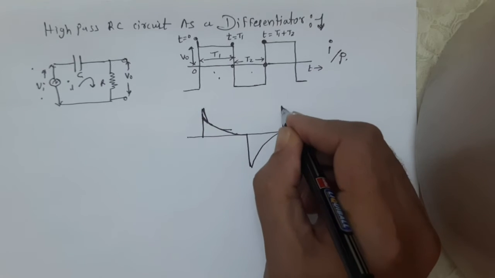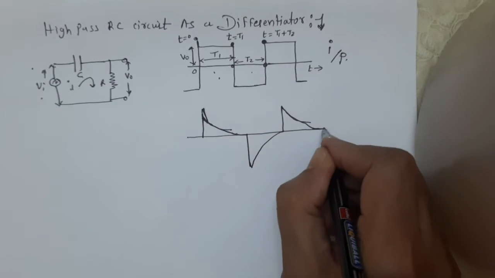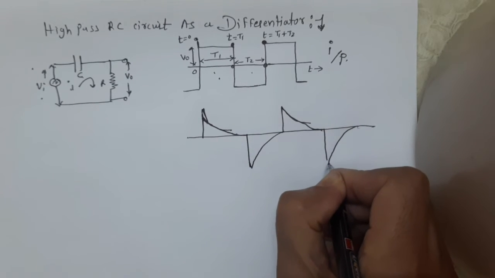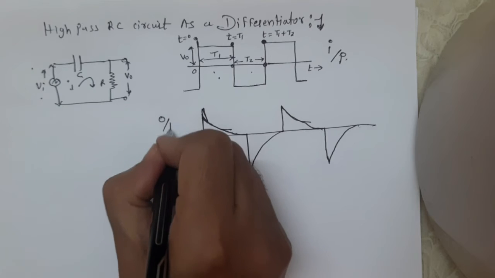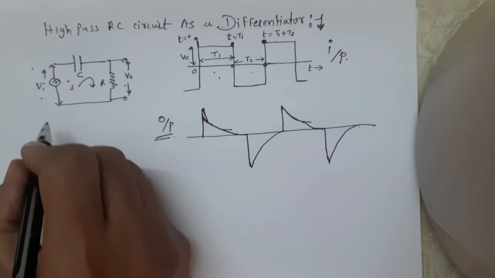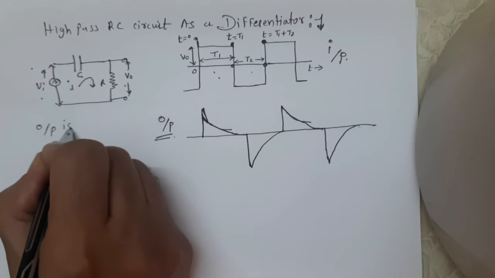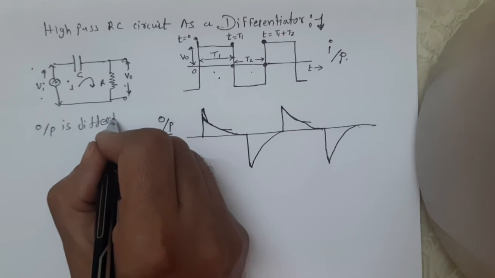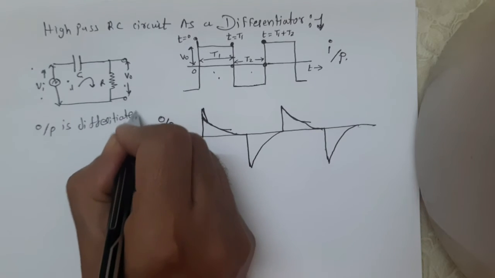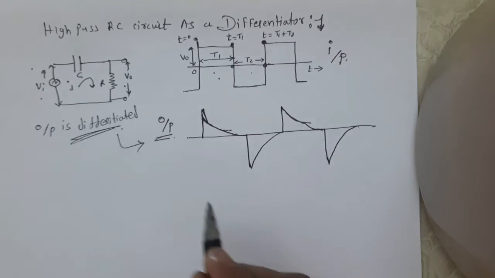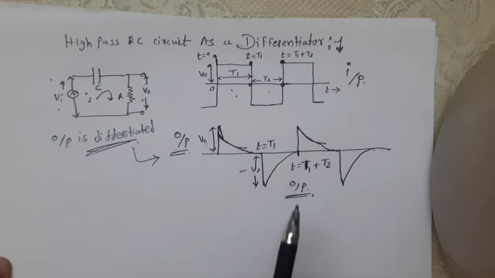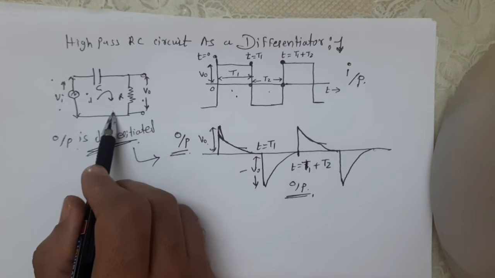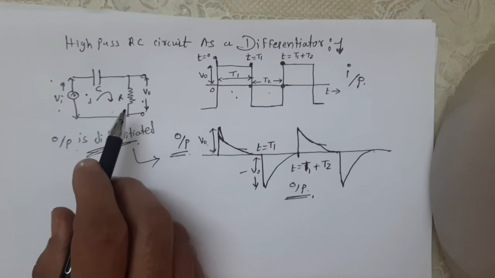In the second cycle it moves towards 0 again, like this type of output. This is the output we are getting. The output is differentiated. This is our differentiator circuit. The high pass circuit works as a differentiator.